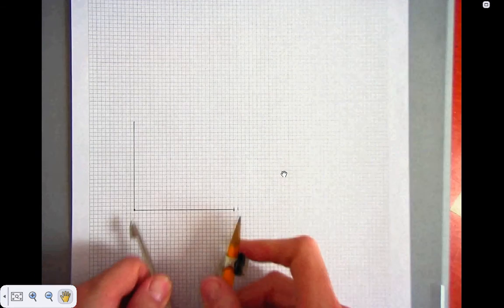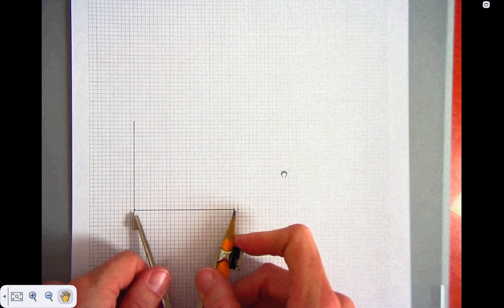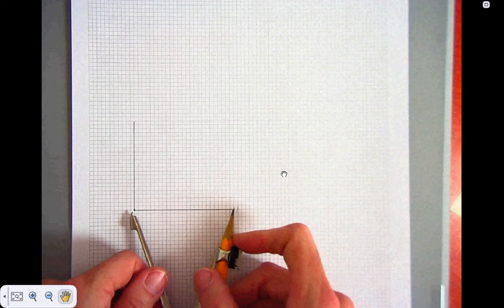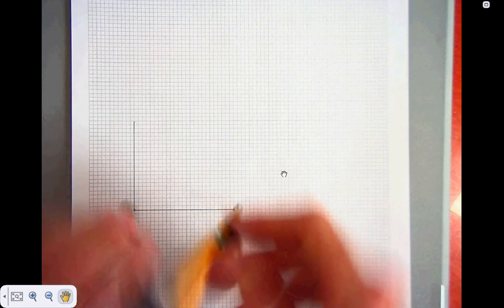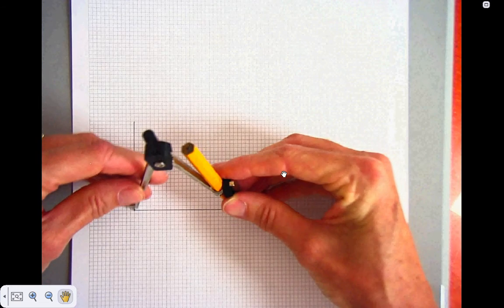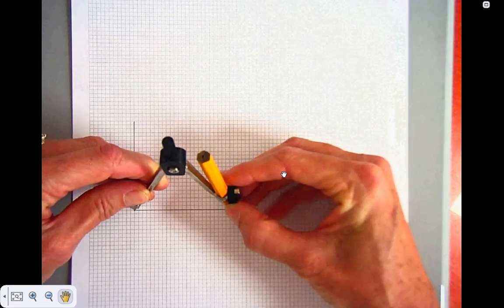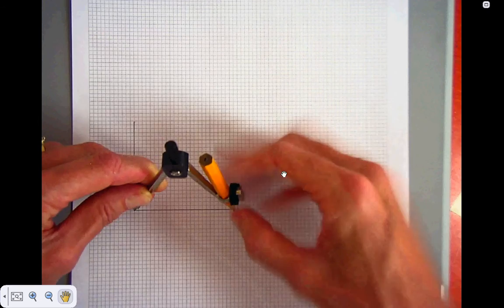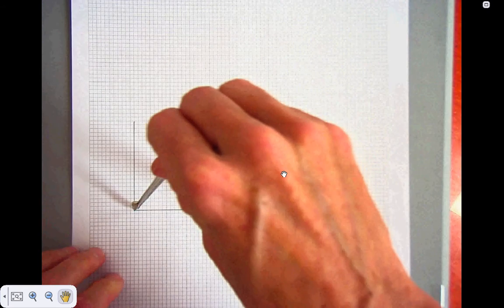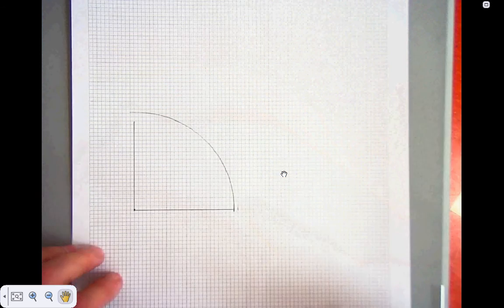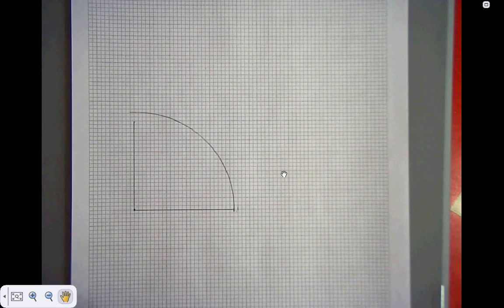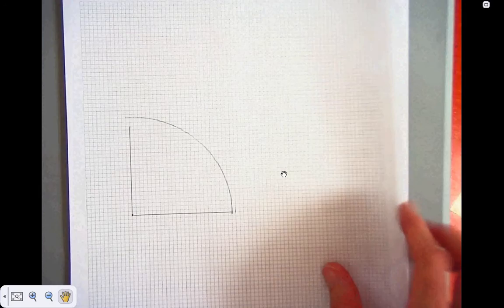But if we use even smaller graph paper, and based on that first circle, this ends up being 25 squares, 25 by 25. And this would give us an even more precise estimate of pi. So the smaller the squares are, the more precise we can get with our approximation of pi.